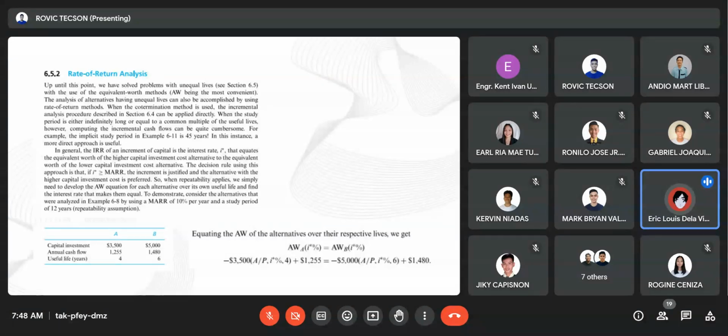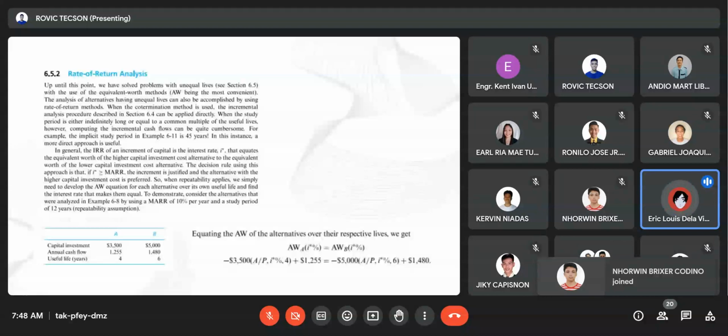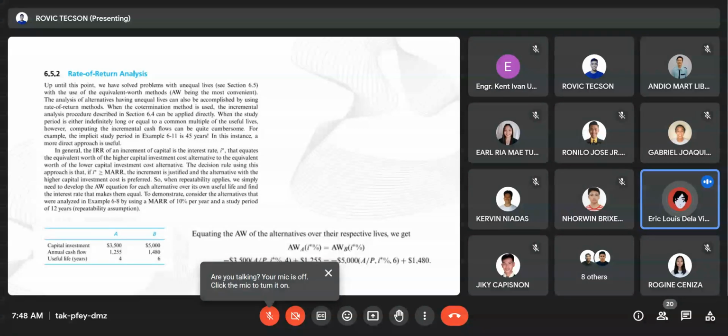And by trial and error, the IRR of the extra capital needed to repeatedly invest in alternative B over the study period is 26%. Since this value is greater than the MARR, the increment is justified and alternative B is preferred. This is the same decision arrived in example 6.7. The interested student is encouraged to verify that if the spreadsheet previously displayed in figure 6.10 were to be expanded to include a column of incremental cash flows over the entire 12-year study period, the IRR of these cash flows using the IRR function is indeed 26%. So next slide, please.